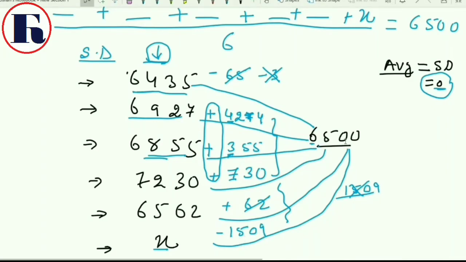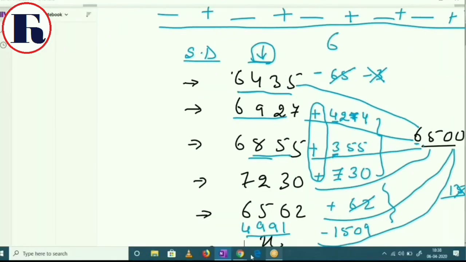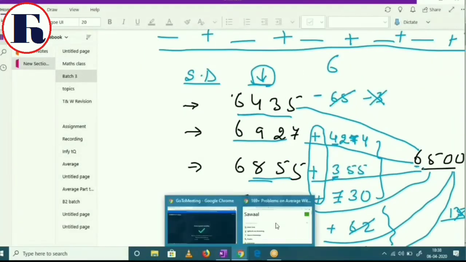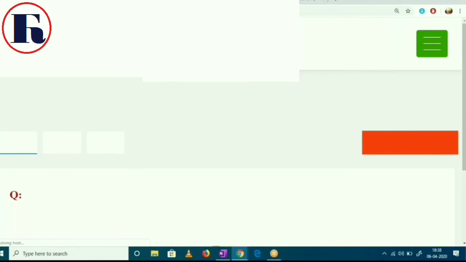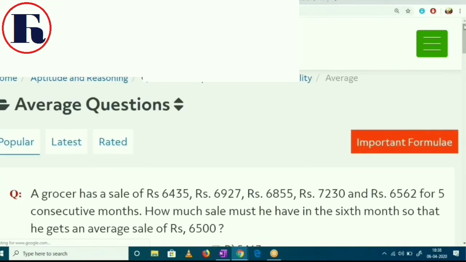If you take out 1500, it will directly become 5000. 5000 minus 9 will be nothing but 4991. And if you go back into the problem, trust me, there will be one value which will give you the answer. Verify your learning through solving questions.